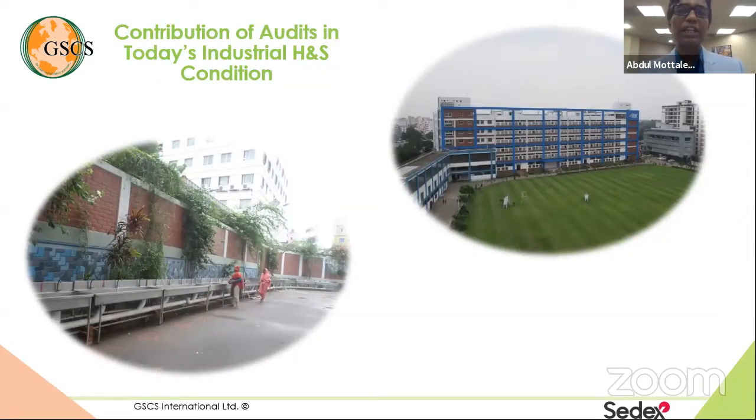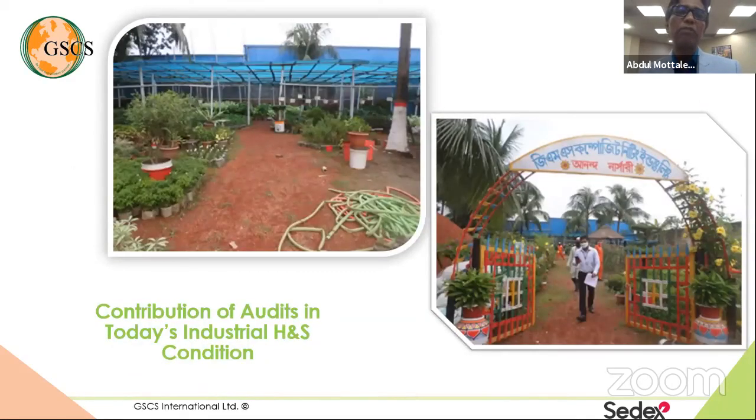And if we see the next few pictures, you can see the contribution of audit in today's industries. This is a really outstanding outcome because of this audit. It is not only a single parameter, but along with other parameters, audit is also the enforcing element for a good factory setup. This is the inside facility. They have a very good nursery. This factory is located in Bangladesh, and it is very beautiful. Even in the lunch break, the workers sometimes walk inside this nursery.